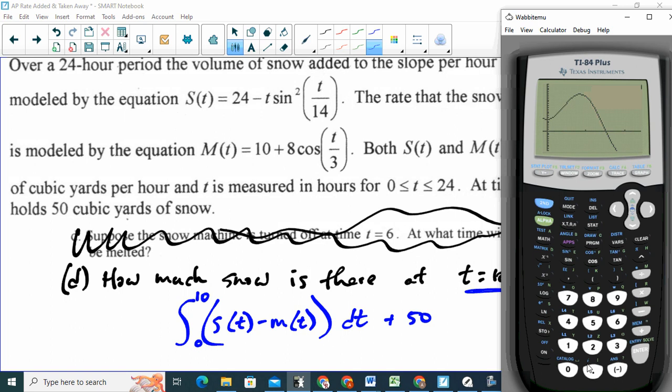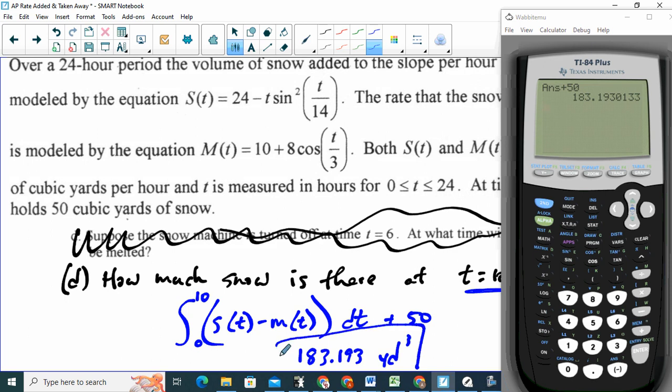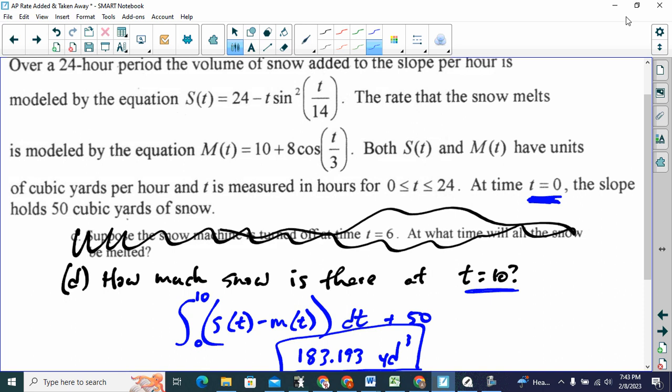Starting at time 0 and ending at time 10. So during those 10 hours, we have added 133.193 cubic yards of snow, plus the 50 we started with, gives us a total amount of snow of 183.193 cubic yards. So again, a pretty common type of problem there.